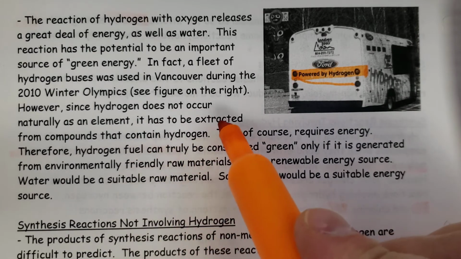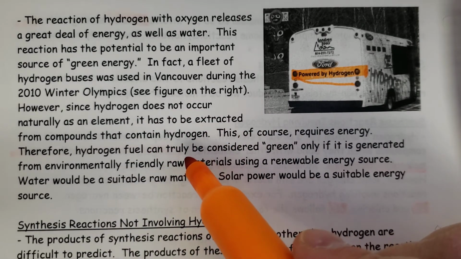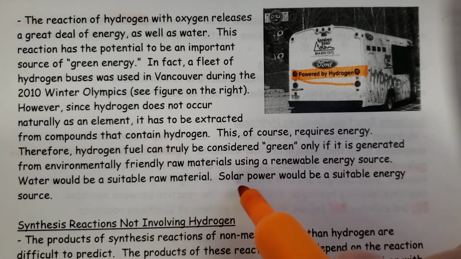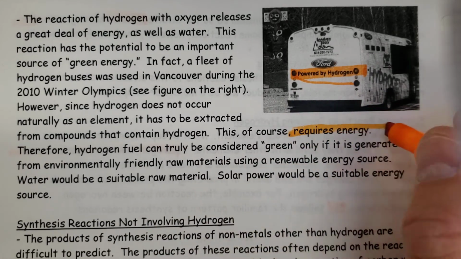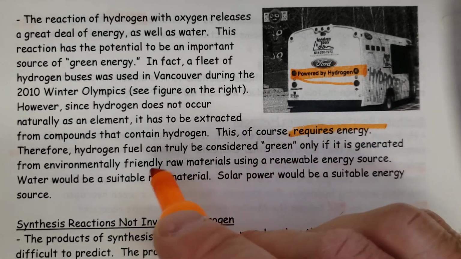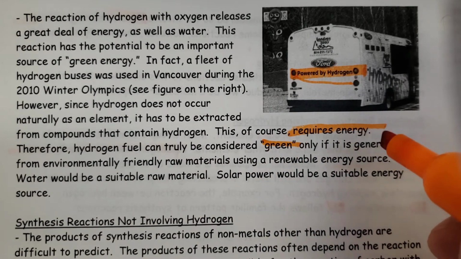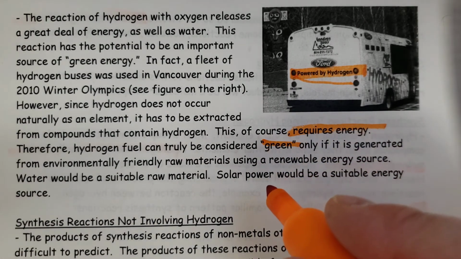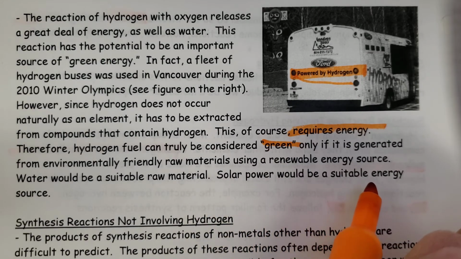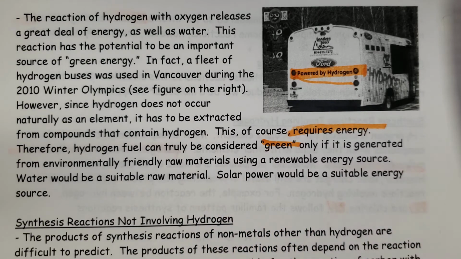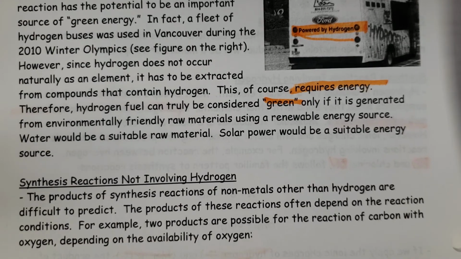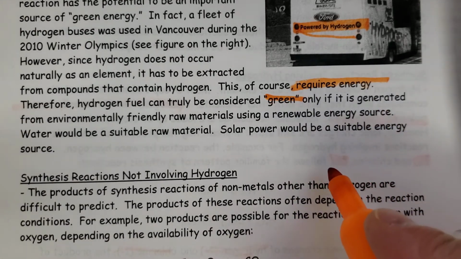However, since hydrogen does not occur naturally, it has to be extracted from something else that contains hydrogen. And of course, that requires energy. Therefore, to consider hydrogen fuel truly green, we need to be able to generate it from environmentally friendly raw materials using renewable energy sources. Water would be a suitable raw material. Solar power could be another one.